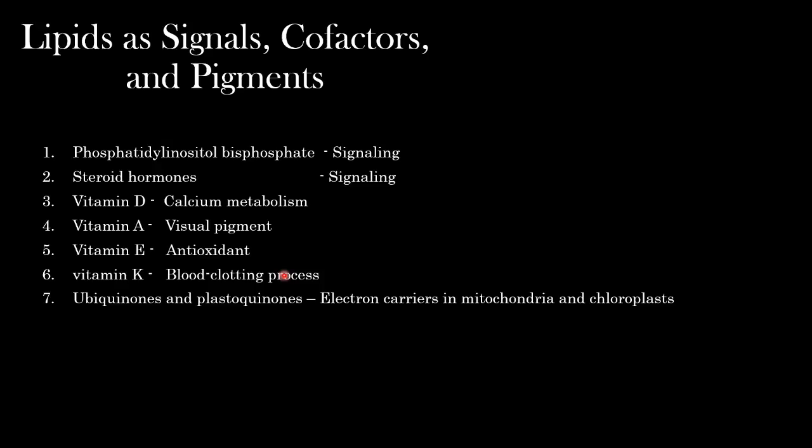And the last ones are ubiquinones and plastoquinones. They act as electron carriers. We know that ubiquinone acts as an electron carrier in the mitochondria in the electron transport chain, right? Same as ubiquinone, plastoquinone also acts as an electron carrier in the chloroplast. So these are the examples of lipids as signals, cofactors and pigments.